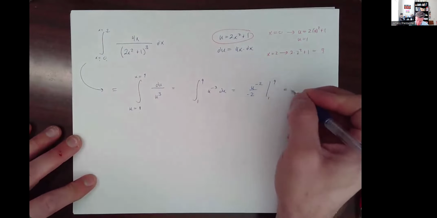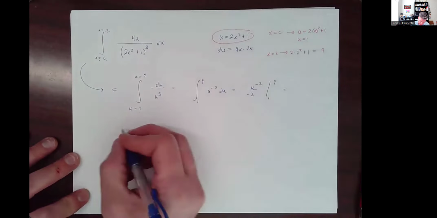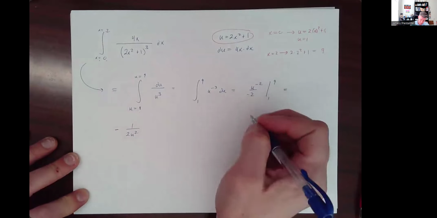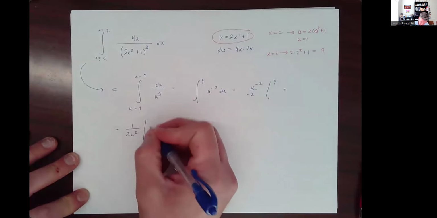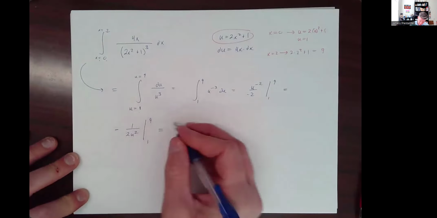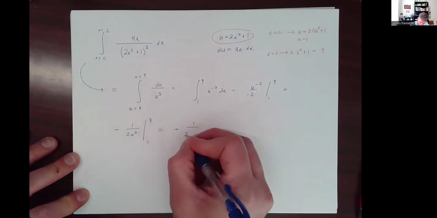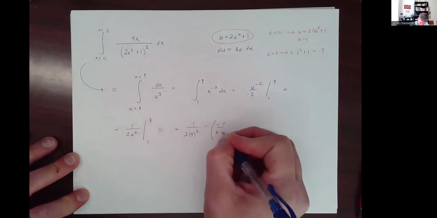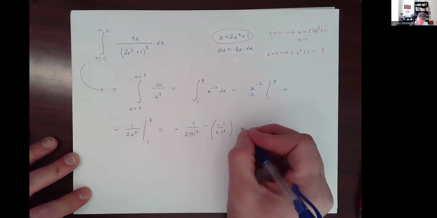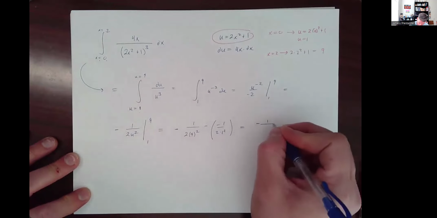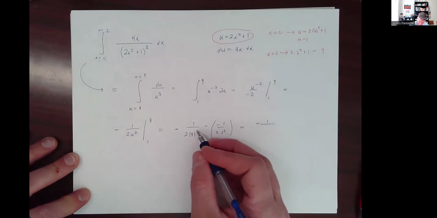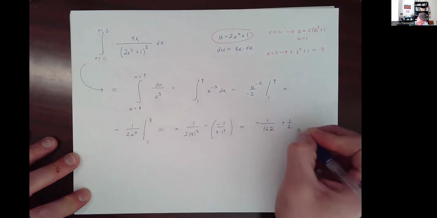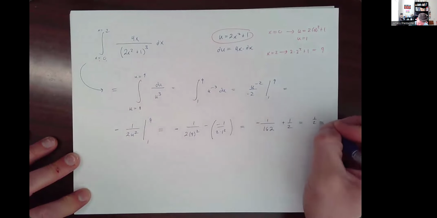Then to evaluate this, I'm going to make it a little bit nicer. I'm going to write this as negative 1 over 2u squared, bringing that u to the negative second down to the bottom and the negative up in front, from 1 to 9. Now we plug in the top limit first. We get negative 1 over 2 times 9 squared, minus negative 1 over 2 times 1 squared. Just to simplify this a tiny bit, 9 squared is 81, and 81 times 2 is 162. Minus a negative is plus, so we have 1 half minus 1 over 162.